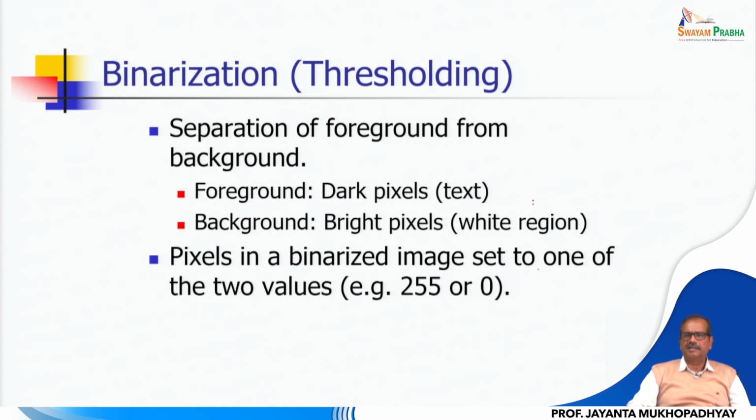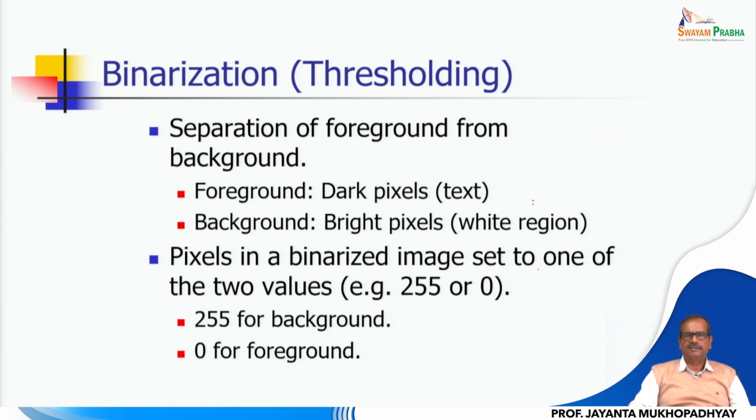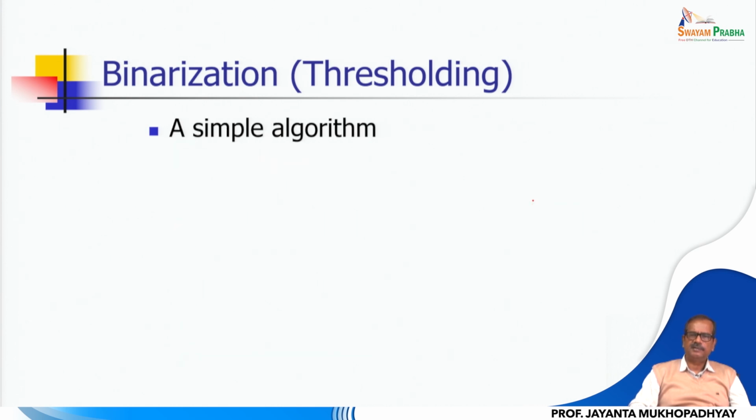In the previous example, the foreground is dark pixels, which are text, and the background is bright pixels, which are the white region. In a binarized image, the pixels are set to one of two values, either 0 or 1, or 255 or 0, whichever is convenient for display or processing. In our case we assume 255 denotes the background pixels and 0 denotes the foreground pixels. Conversion of an image into this form is called binarization. That means you are separating background from foreground.